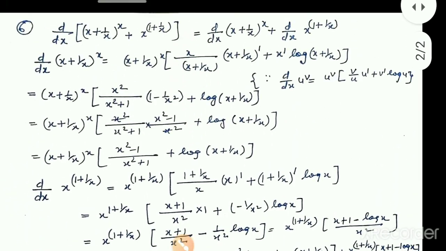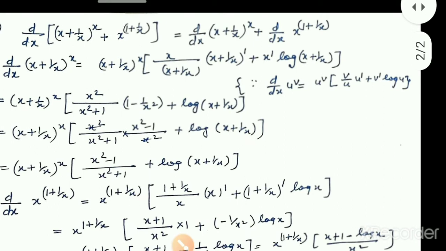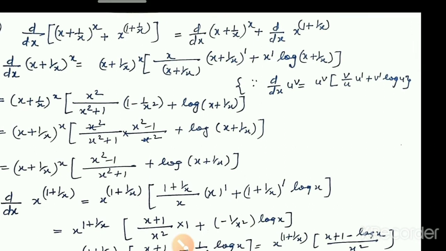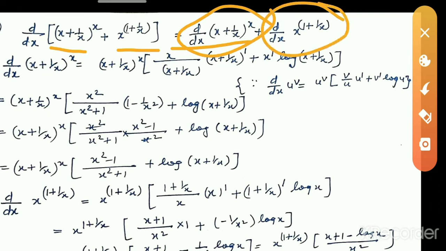Question number 6. In question number 6, we need to find dy by dx of x plus 1 upon x raised to the power x plus x raised to the power 1 plus 1 upon x. Just differentiate them individually. These are two derivatives, we need to find them.